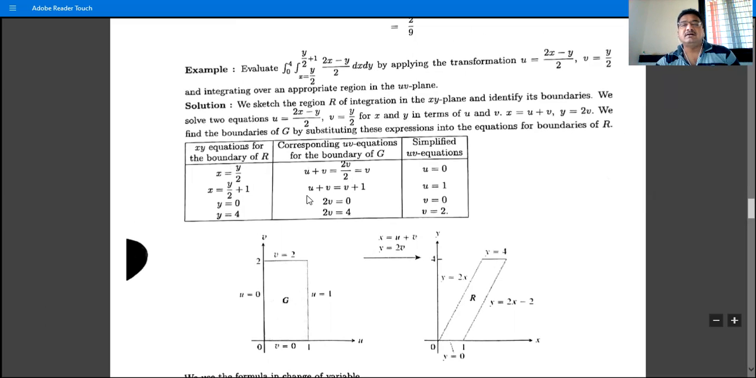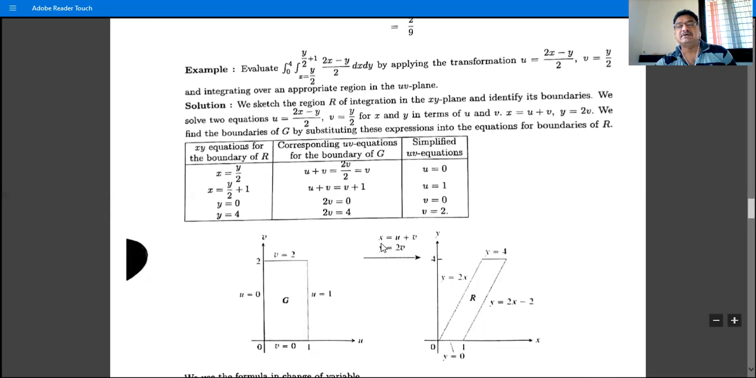And then we have to draw the figure for this integration. So first draw this figure. x equal to y/2 means y is 2x, and y is 2x is this figure. Then x equal to y/2 plus 1 means y is equal to 2x minus 2. This is the line y equal to 2x minus 2.